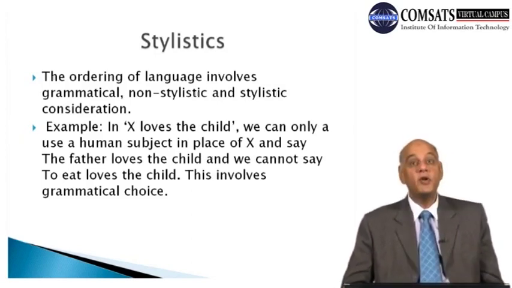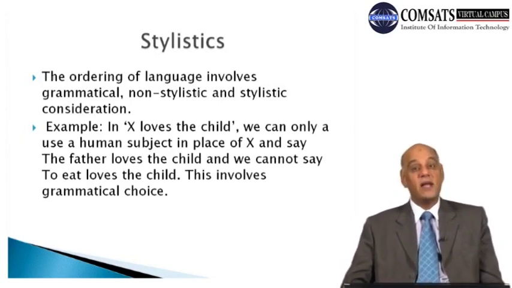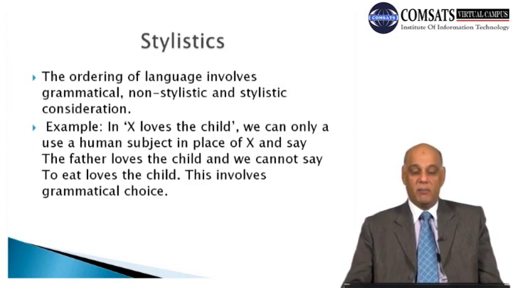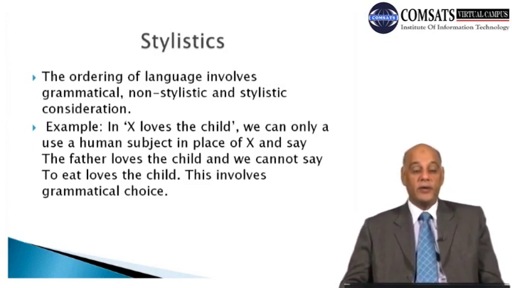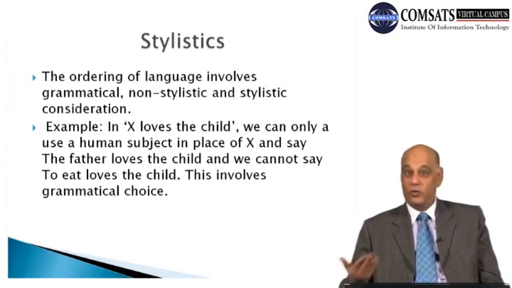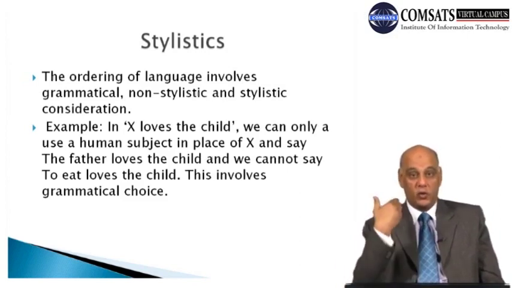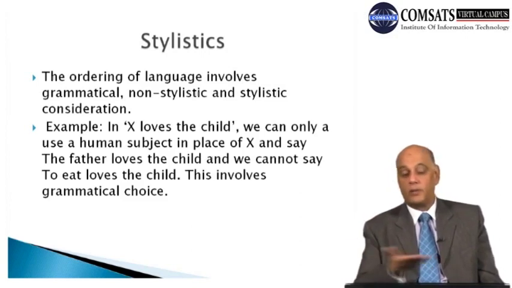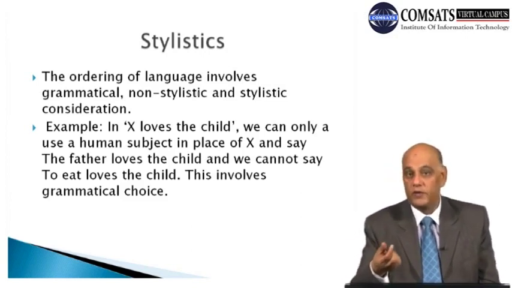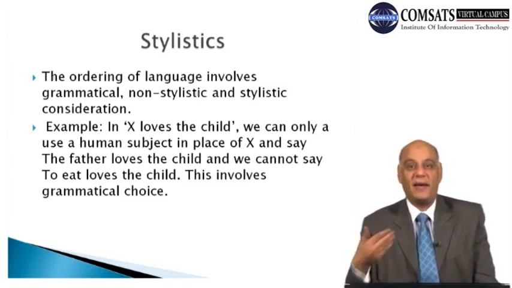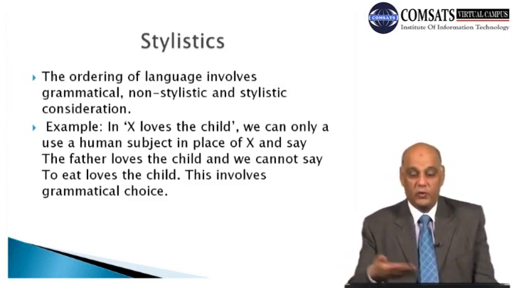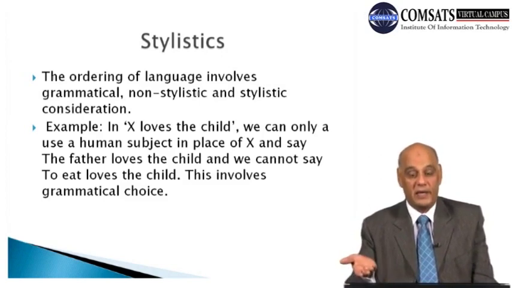Now we have a beautiful example here. In "X loves the child," we can only use a human subject in place of X and say maybe "the father loves the child," and we cannot say "to eat loves the child." So there is only one particular kind of word, a word which denotes a human being, that can be put instead of X. We can't put just anything in place of X, like "to eat loves a child." That would be a meaningless sentence.